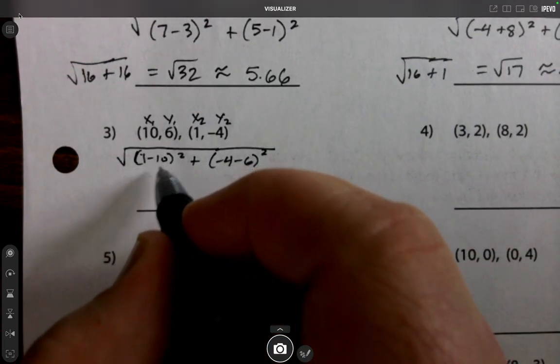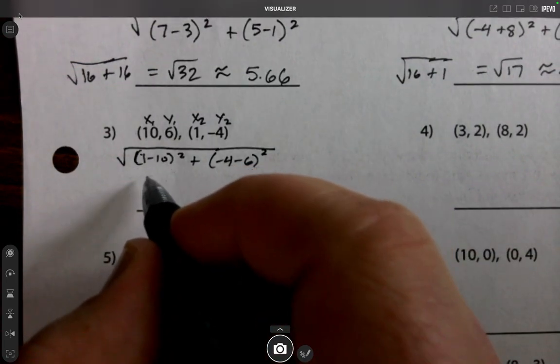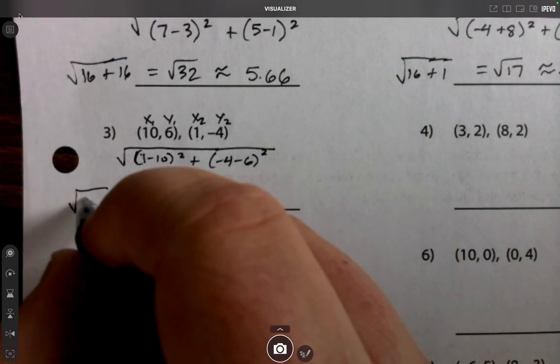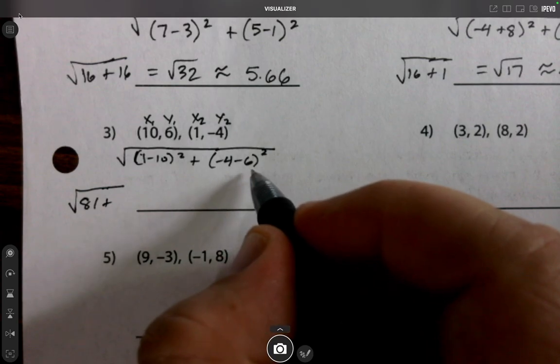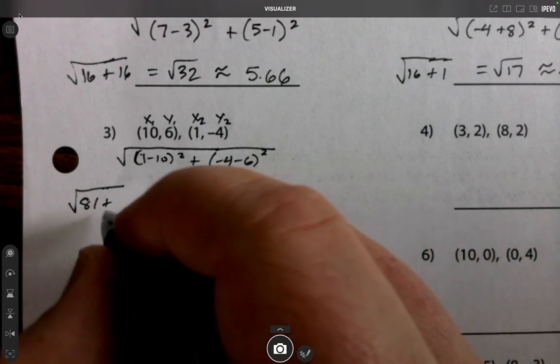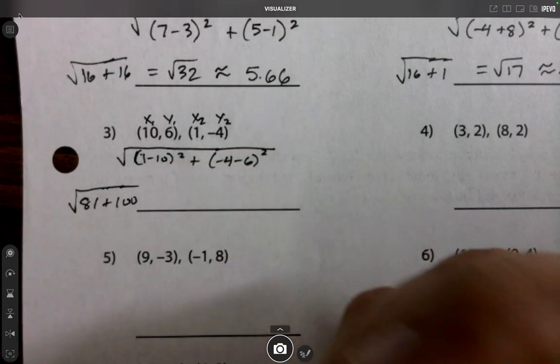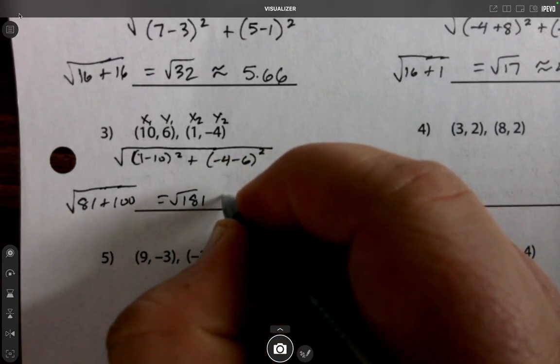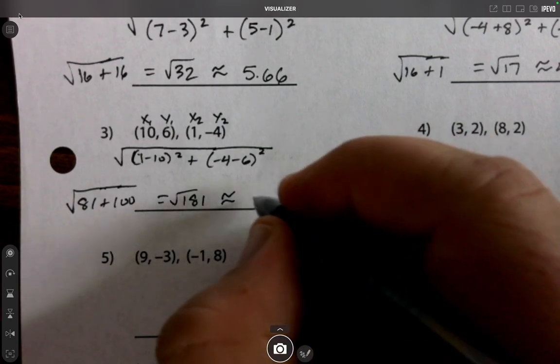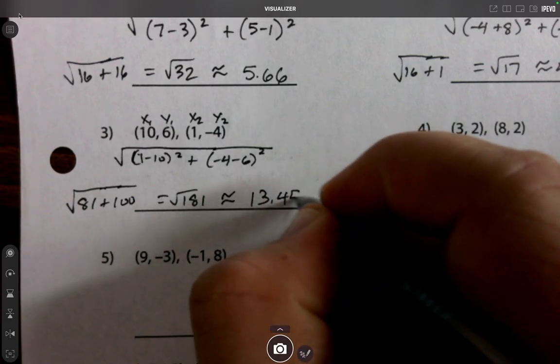1 minus 10 is negative 9. Negative 9 squared is 81. Negative 4 minus 6 is negative 10. Negative 10 squared is positive 100. So we get the square root of 181, which is approximately 13.45.